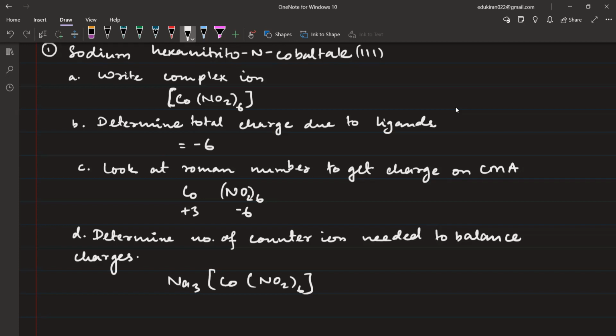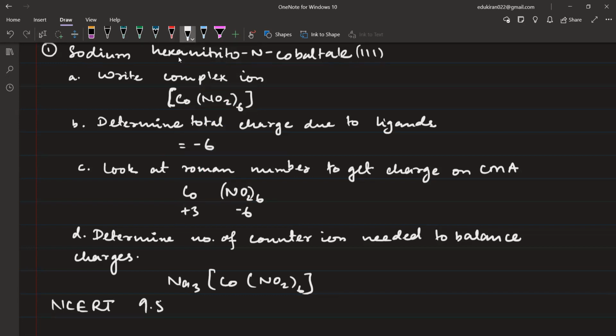Write the complex ion. First thing you will do, write the complex ion. Determine the total charge due to ligands. Look at the Roman number to get the charge on the central metal atom. Then you determine the number of counter ions needed to balance the charges. All of you got this? Yes or no? Yes, sir.